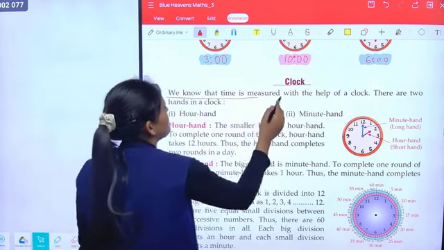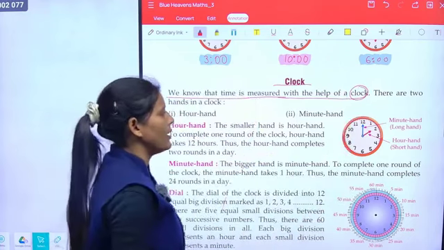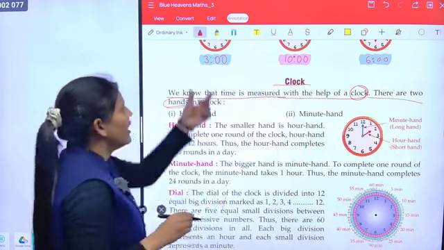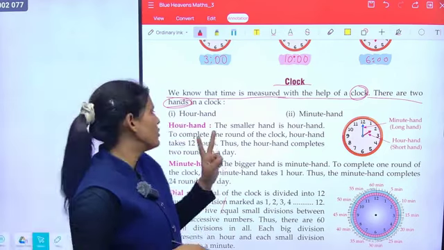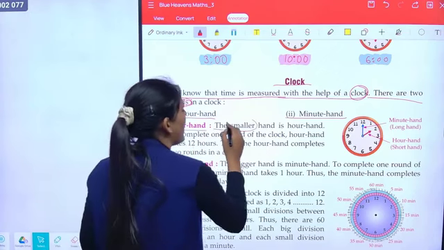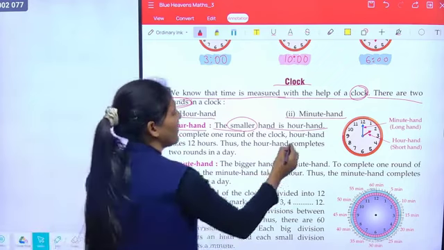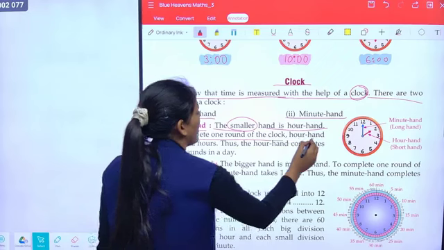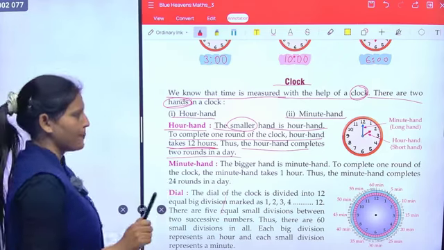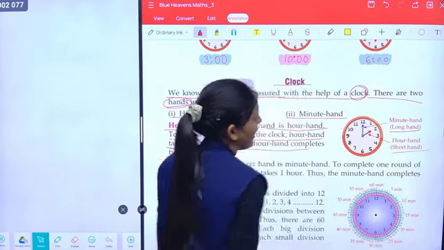Now clock. We know that time is measured with the help of a clock. हम टाइम कैसे देखते हैं? हम क्लॉक से टाइम देखते हैं. There are 2 hands in a clock. As I told you कि हमारी क्लॉक में कितने होते हैं? 2 hands होते हैं. Hour hand, minute hand. Now the hour hand, the smaller hand, takes 12 hours to complete one round. जब ये one round complete कर लेता है तो क्या होता है? Thus the hour hand completes 2 rounds in a day. ये क्या होता है? Longer hand, minute hand, shorter hand, hour hand.